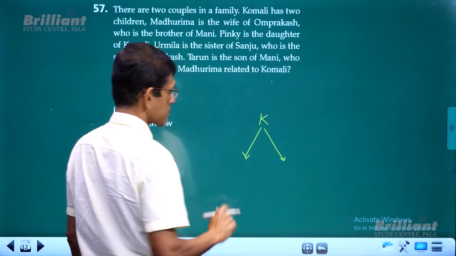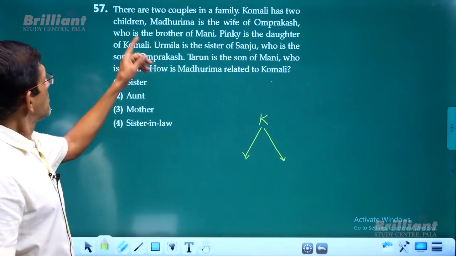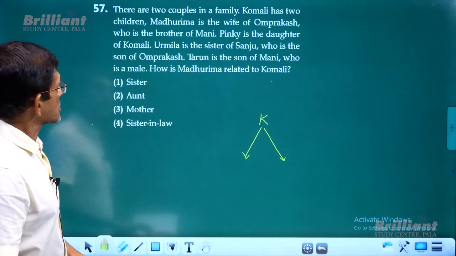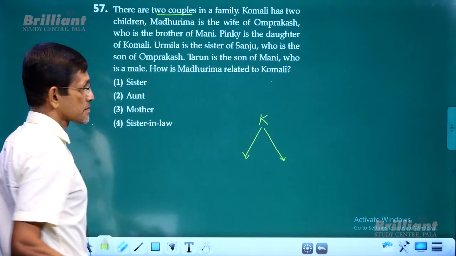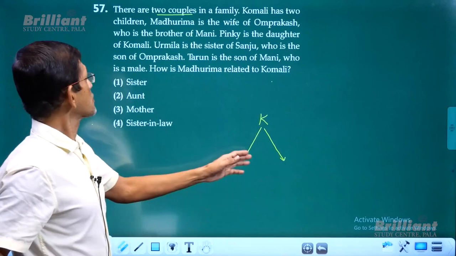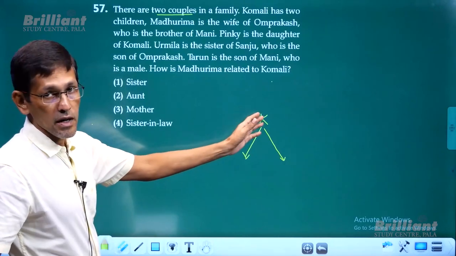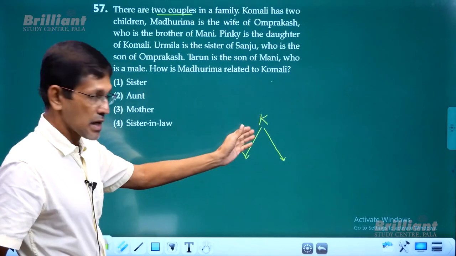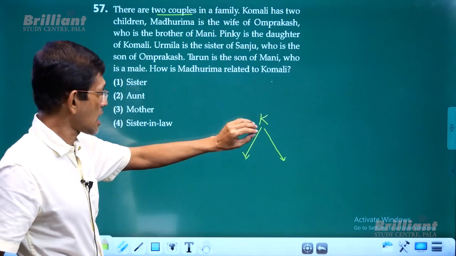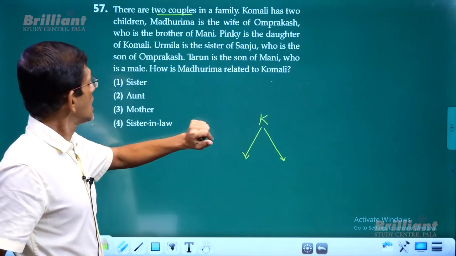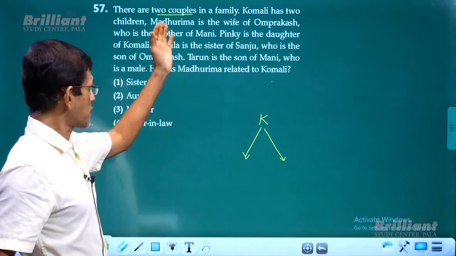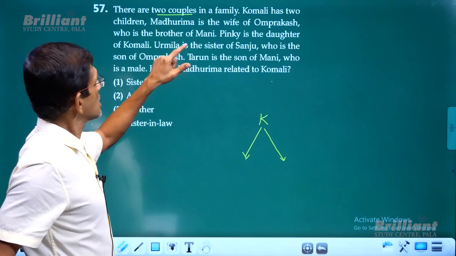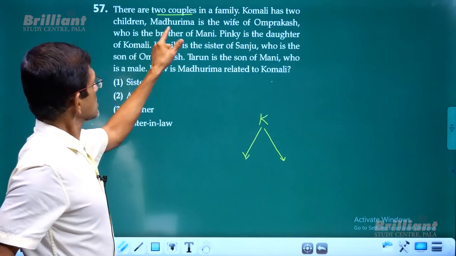And who are those children? We have no idea. Madhurima is the wife of Om Prakash. So here we have two couples. Komali has two children, so Komali may have a partner. Komali is either male or female, we have no idea, but Komali will have either a husband or a wife. So one couple is there. There are two couples, and the next couple is Madhurima, the wife of Om Prakash.